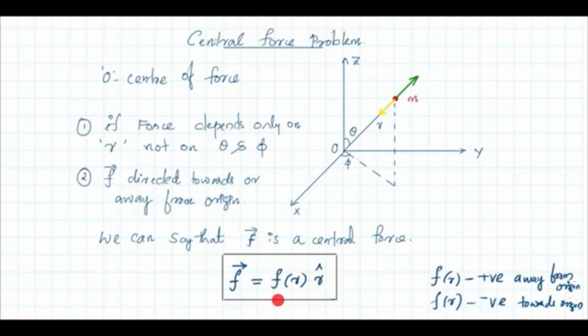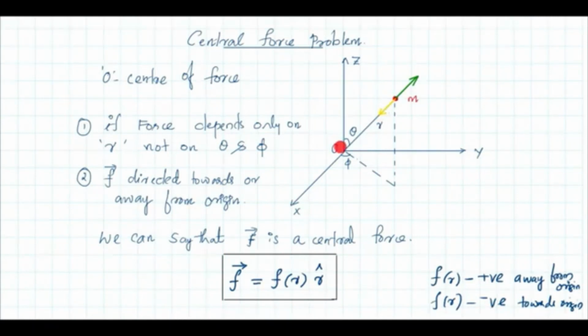This F of r can be positive or negative. If F of r is positive, this force will be directed away from the force center. And if F of r is negative, this force will be directed towards the force center, like this yellow arrow. Okay, so this is the definition of central force.